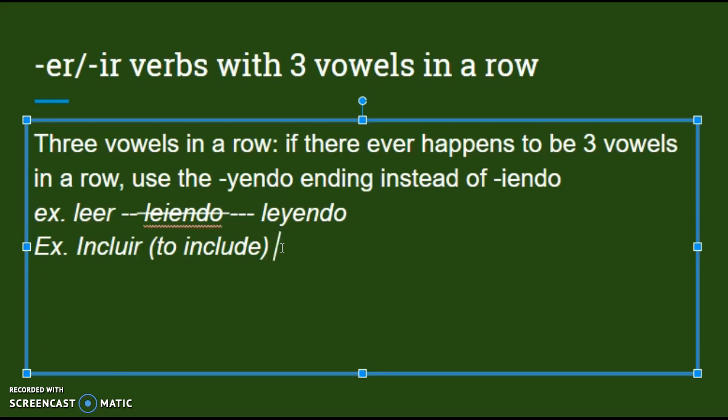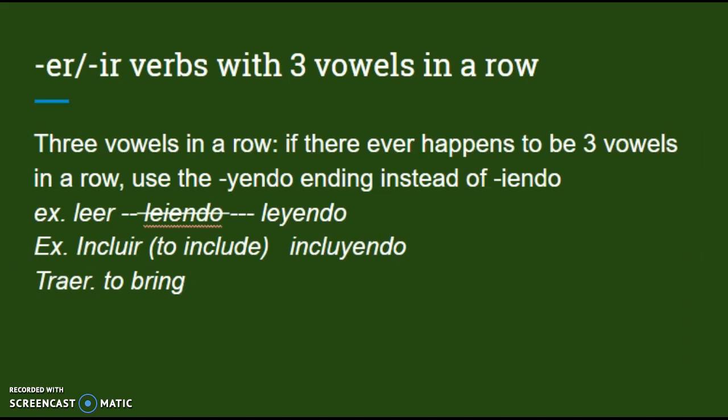So if I were to do incluir, to include, I-N-C-L-U. I already took off my IR ending. My new ending has to be yendo, since there's a vowel right here before my new ending, which would trigger the 3 vowels in a row. So this doesn't happen too often. Another verb that we've learned already, traer, to bring, that's going to happen here, since we have an A before the ending.